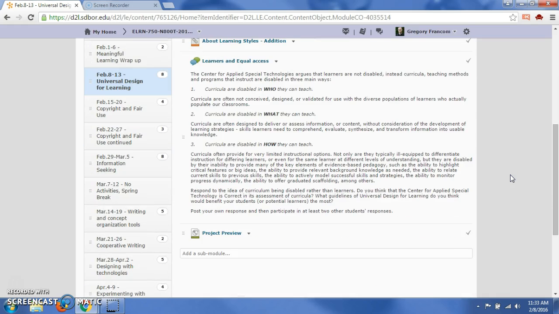And then there's a discussion this week, and we're talking about again equal access for learners on this universal design idea. And talking about how instead of the learner being disabled, it's the curricula that are disabled in what they can do, who they can teach, what they can teach, and how they can teach. Do you agree with this, and why or why not?